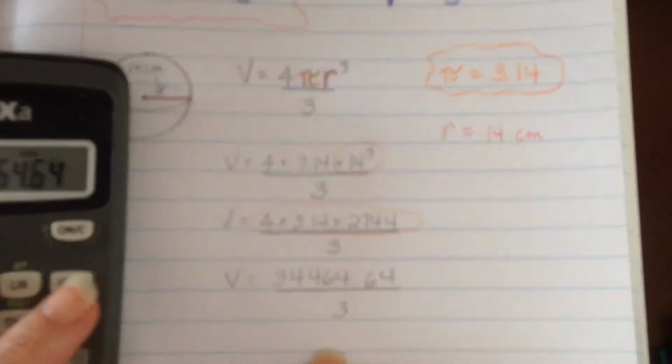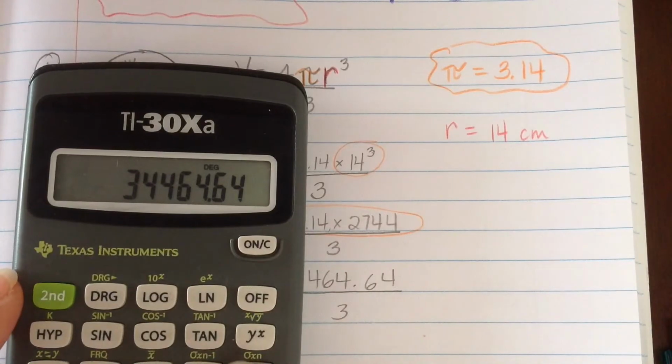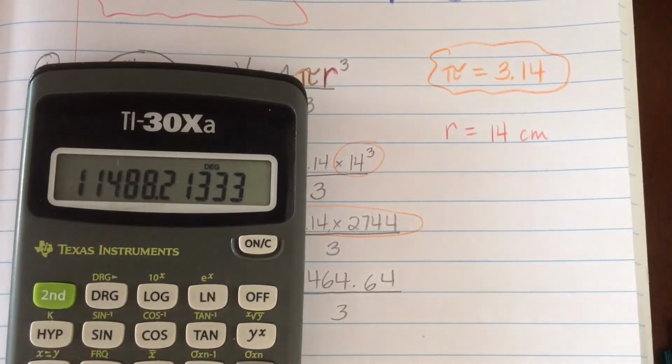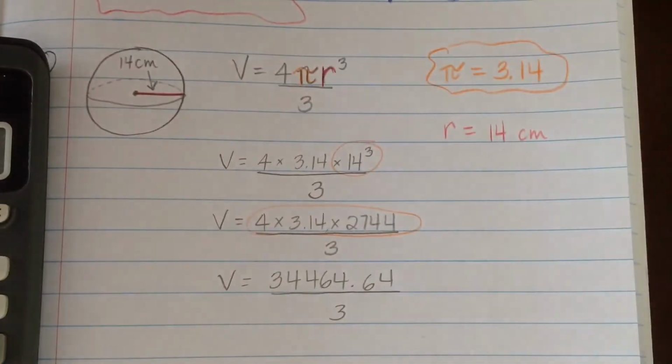Okay, so write all this down. But I'm not going to clear it out of my calculator. I'm just going to do divided by 3 equals, ta-da! There's the answer.